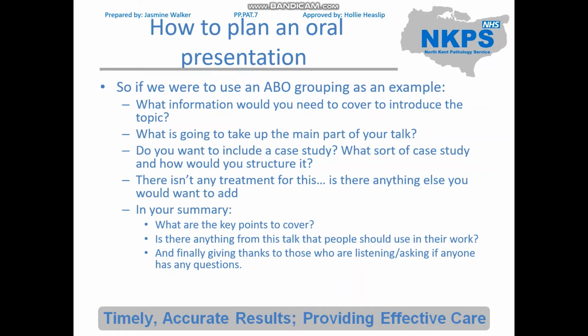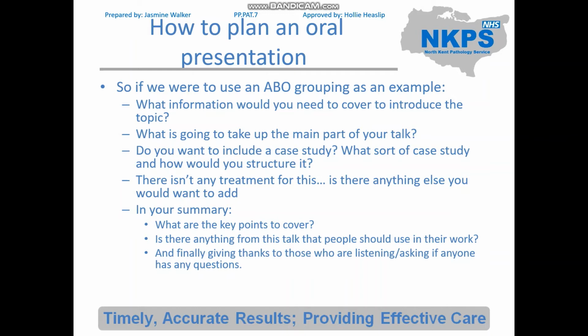What's going to take up the main part of your talk? So again, in the ABO scenario, do I want to have the main part where I'm talking about, this is the forward group, this is the reverse group? Or do I want to have examples of what things look like? Depending on the aim of the talk, this will then impact how I'm going to discuss the main bulk of information. Do I want to include a case study? And what sort of case study would I want to include, and how will I structure it?